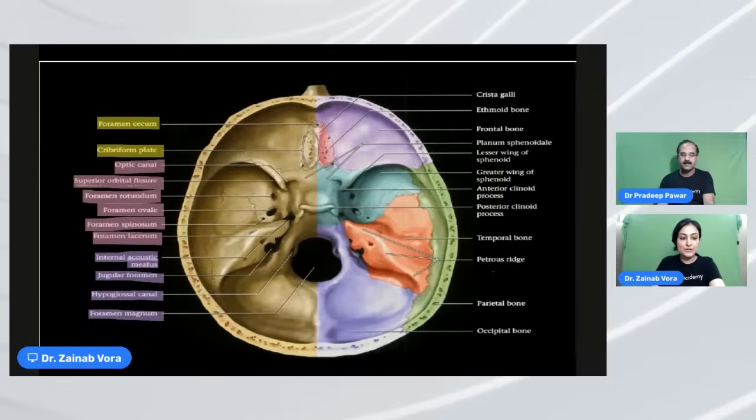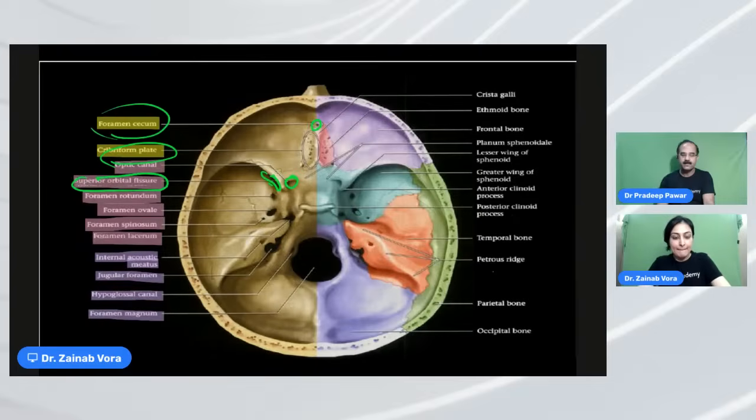So just to recapitulate and confirm, when we talk about the anterior skull base: foramen caecum, like sir has already told us, cribriform plate, optic canal, only in the lesser wing of sphenoid, and superior orbital fissure, between the lesser and greater wing of sphenoid, more lateral. Are these four foramina clear? So we can go back to sir and look at the middle skull base now.